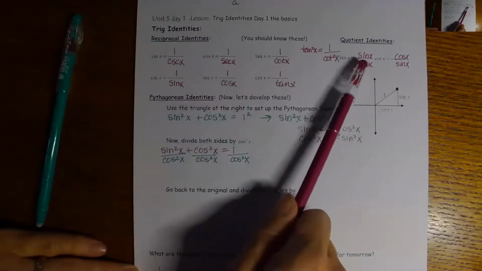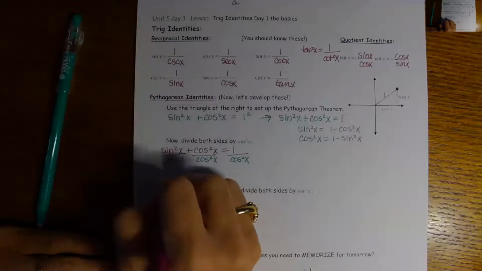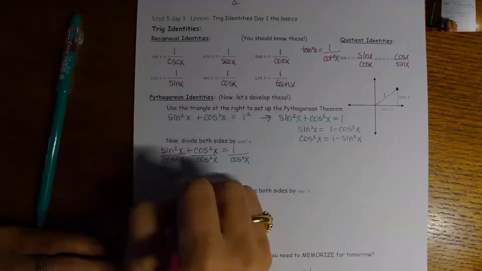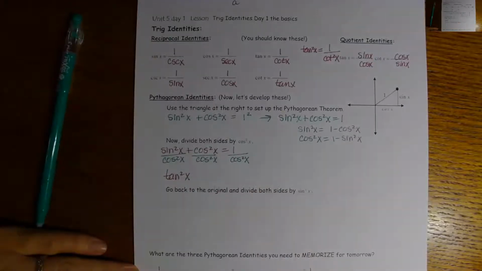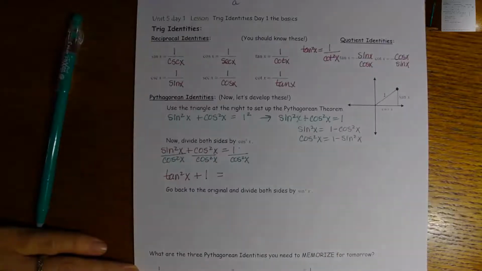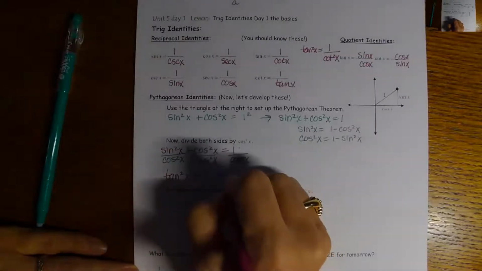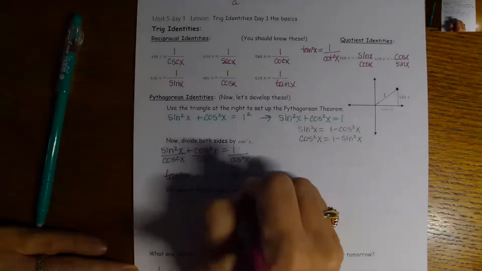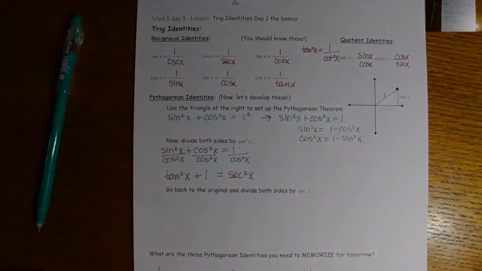You have it written up right up here. What is it? Tangent squared x. What is cosine squared x divided by cosine squared x? What's 1 over cosine squared x? Secant squared x. Aha, we have a new formula.